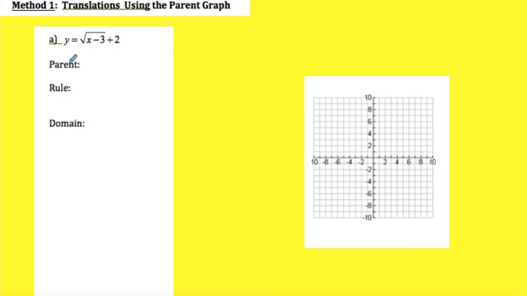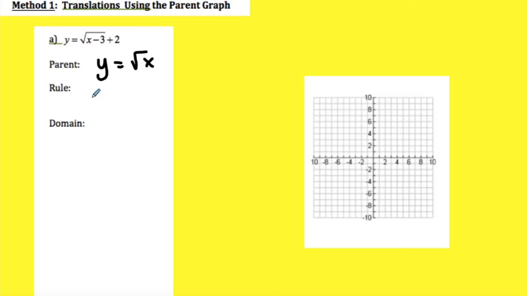All right, so let's talk about translations using the parent graph. So I look at this and I notice that I have a square root function and it's being shifted. And hopefully you see that the h is shifting. It's shifting to the right 3 and up 2. You might not see that, but hopefully you'll be able to identify the parent function. So y equals the square root of x. All right, to translate that, we have to think about what's happening and write a rule that we're going to apply to all the x's and the y's on the graph.